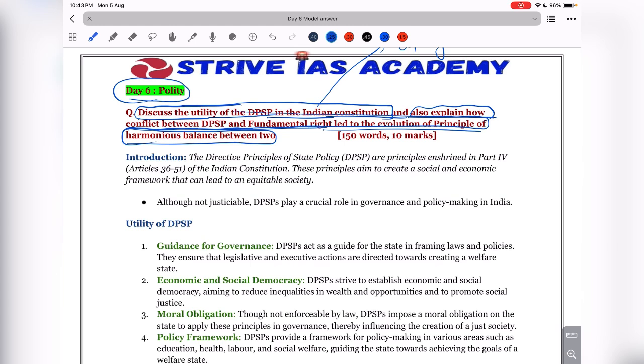In the second part of your answer you need to discuss how, ever since our Constitution was implemented, we have seen that there is always a conflict between fundamental rights on the one hand and DPSP on the other hand, because fundamental rights impose negative restrictions on the power of the state, but the DPSP give positive obligations and responsibility to the state to implement certain things. Because of that there is always a conflict between fundamental rights and DPSP. Ultimately this led to the evolution of harmonious balance between these two in the Minerva Mills case. We'll see all these things.